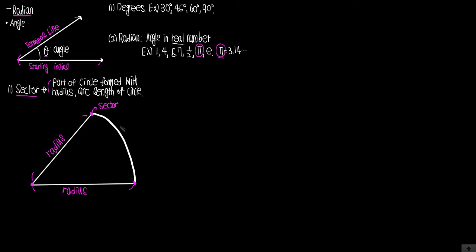And we see a curved line here, and the curved line is part of the circumference of our circle, but it's not the total circumference, so we call it the arc length of a sector. And with these two things, the radius of our circle and the arc length, which is a curved line of the circumference, the sector will be formed.